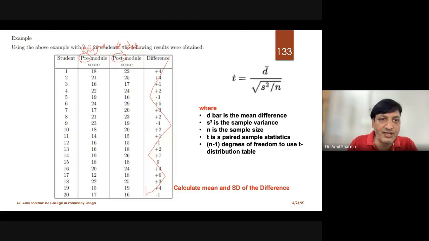See, the student column here is not data, it's just showing the serial number. Clear? That means 20 students were there in the class, and they conducted a test 2 times. Before starting the module, they took the test and noted down the score of each student. For example, the first student scored 18 before reading the module, and after gaining knowledge and skill, it improved, and his score was found to be 22.